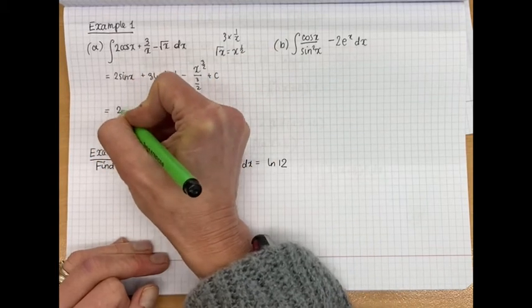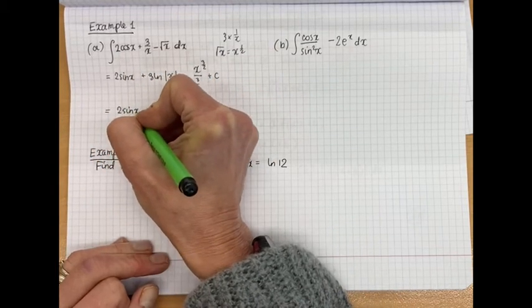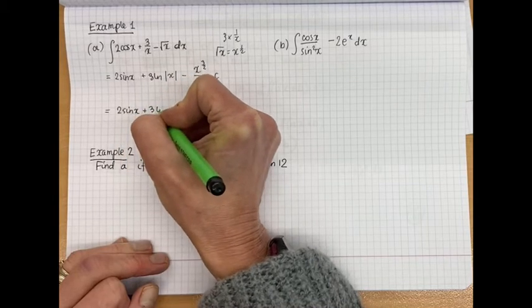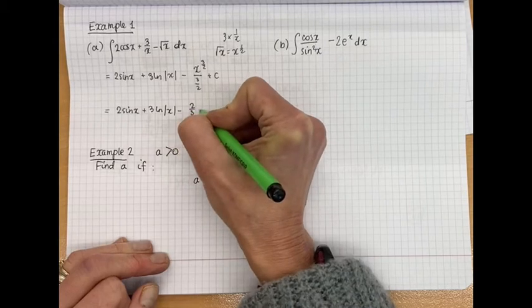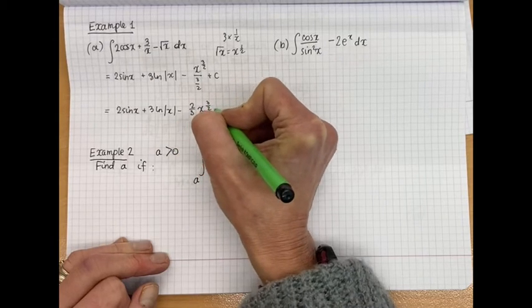So you've got 2 sine x plus 3 ln x minus 2/3 x to the power of 3 over 2 plus c.